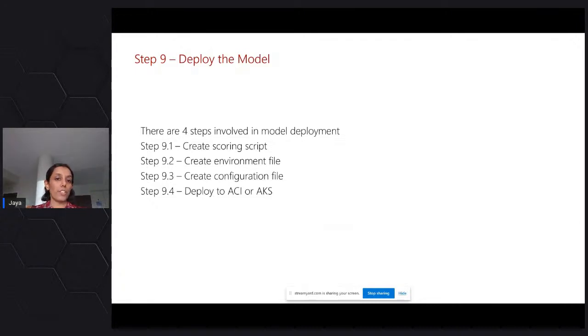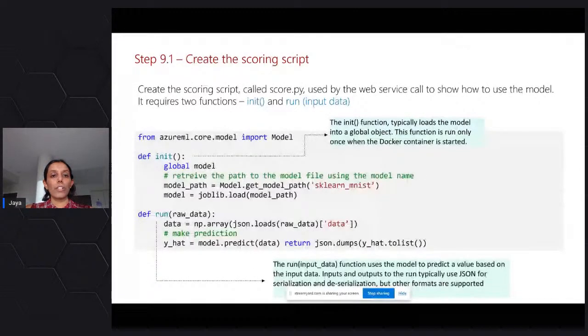For deployment, just like you created a training script, you need to create a scoring script, create the environment file and configuration file, and then decide if you want to deploy to ACI or AKS. Most of us typically deploy to ACI first, to see if the script's working before deploying it to AKS. So here is how you'd create a scoring script. It consists of two main functions. One is the init function, which typically loads the model as a global object. This function is run only once when the Docker container starts, so the heavy lifting is done just once.